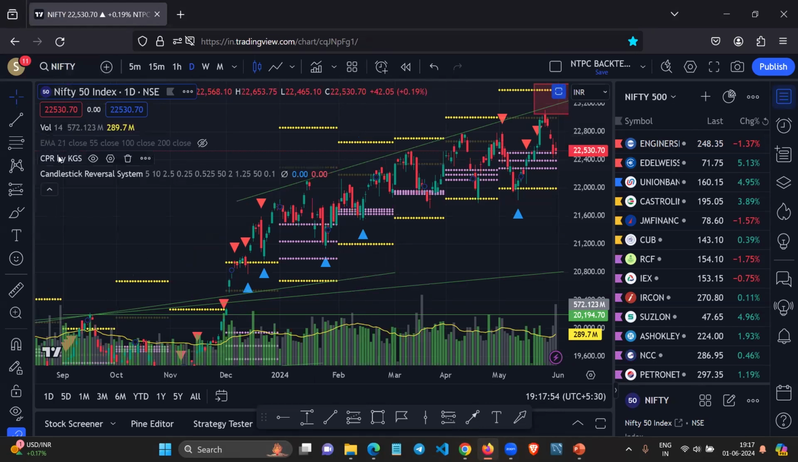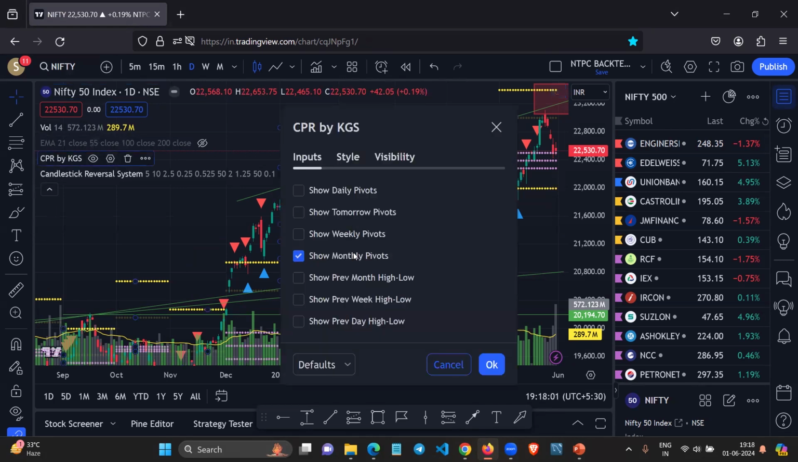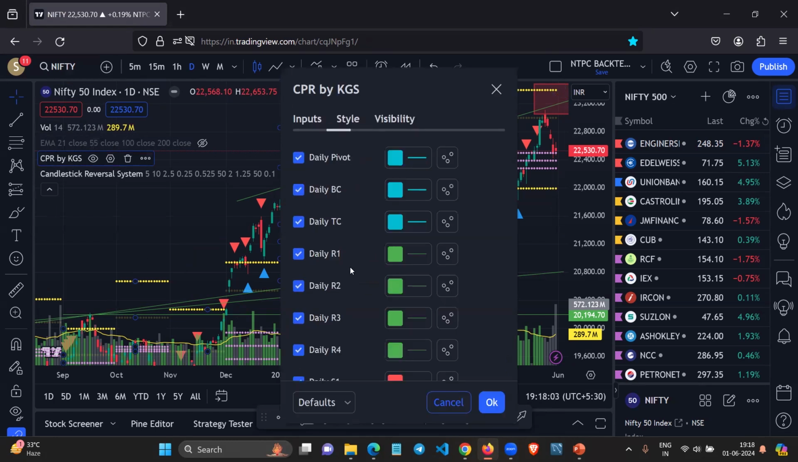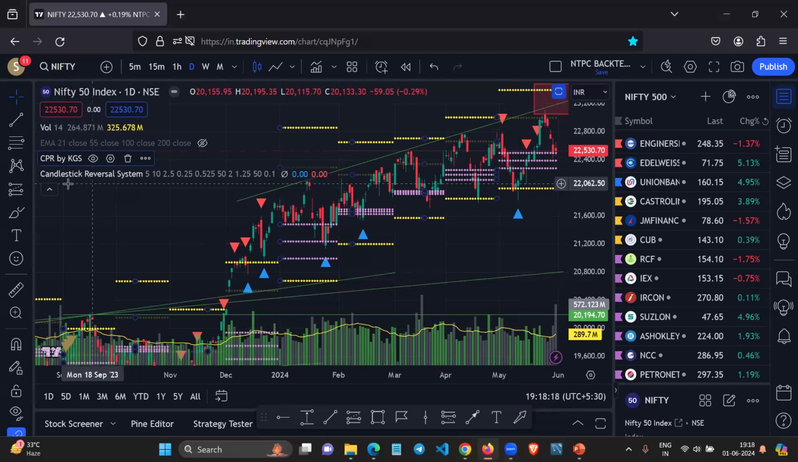So here I have added this indicator, CPR by KG. These are all the normal settings. I'm using monthly pivots, okay, and I have enabled S1, R1 and R2, these three levels: monthly R1, monthly R2, and monthly S1. And these three pivot levels, a central pivot range, you can see. Another indicator is the candlestick reversal system. You can find it in the public library, so from there I have used it. And another thing we are using is volume.